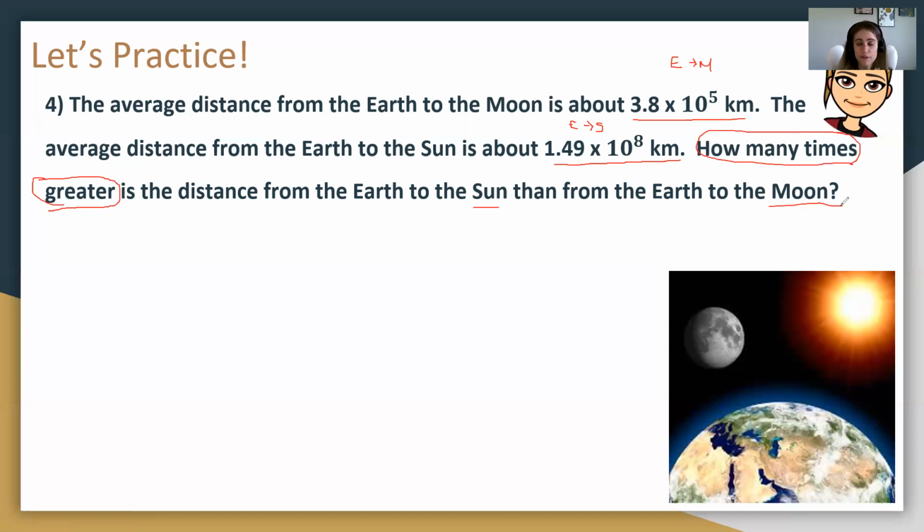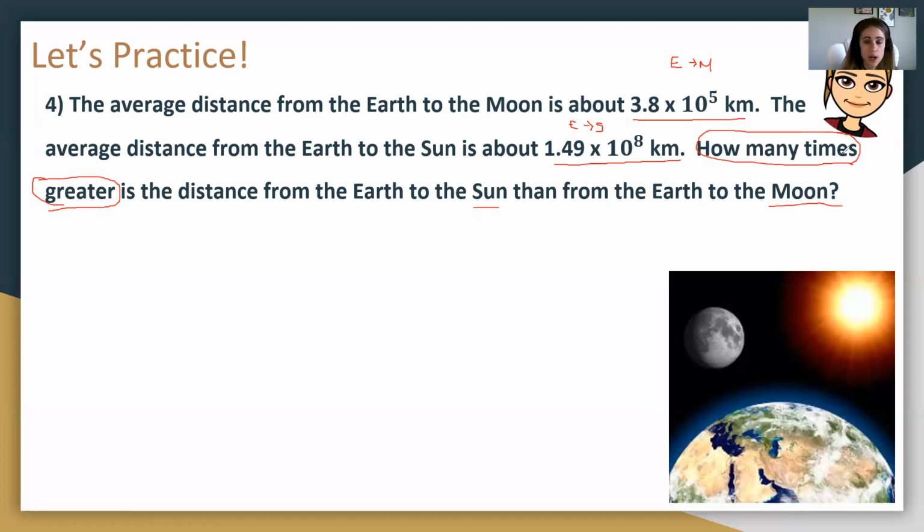So let's dissect that. First, let's start with our question. It wants to know how many times greater. So what operation do you think we need to do? And remember, your operations are adding, subtracting, multiplying, and dividing. You may think times because it says times, so multiplying, but if it wants to know how many times greater it is, we need to do the opposite. So whenever you read something that says how many times greater is one thing than another, in order to figure that out, you have to do the opposite. So that means we need to divide.